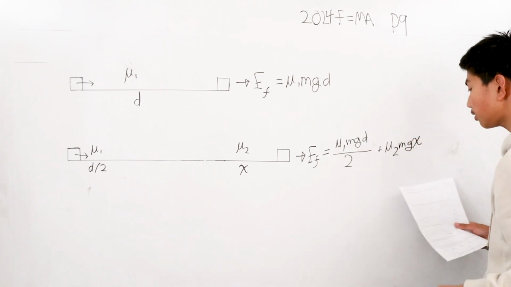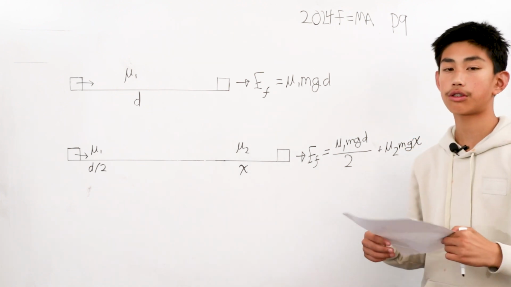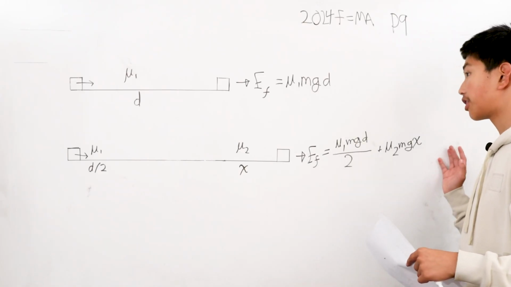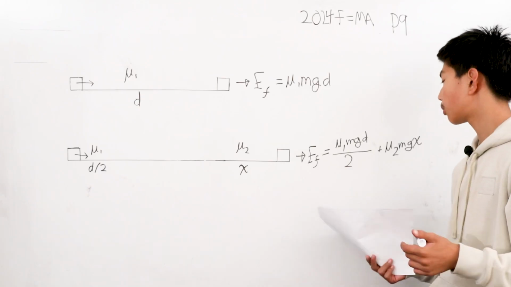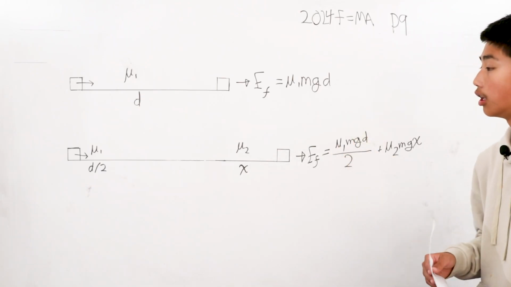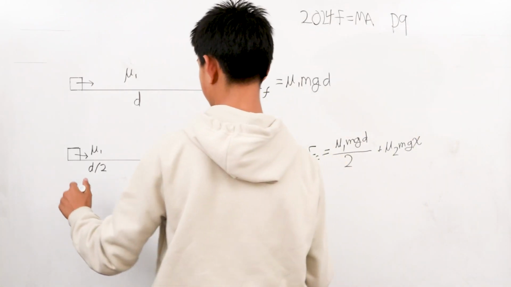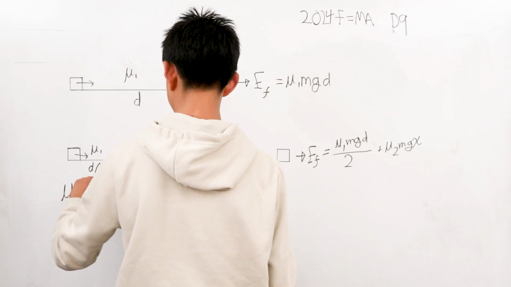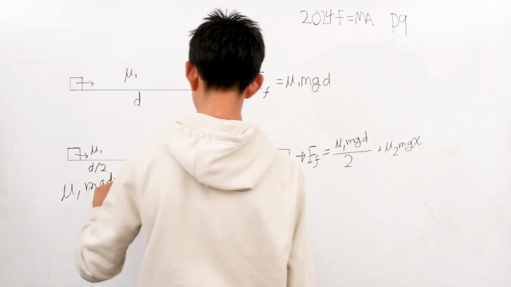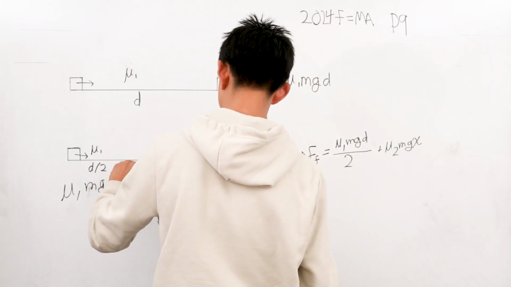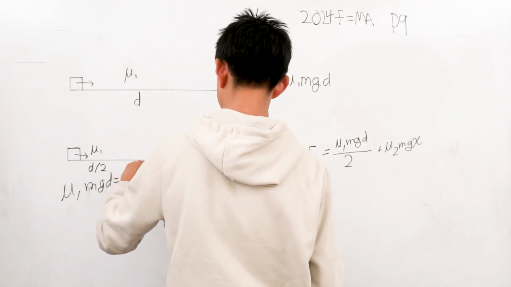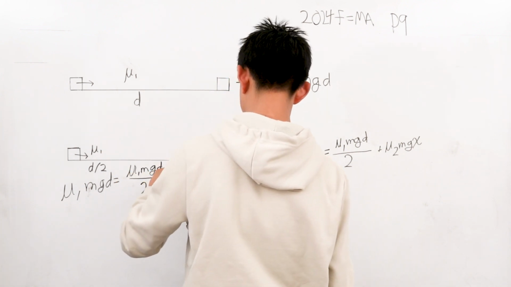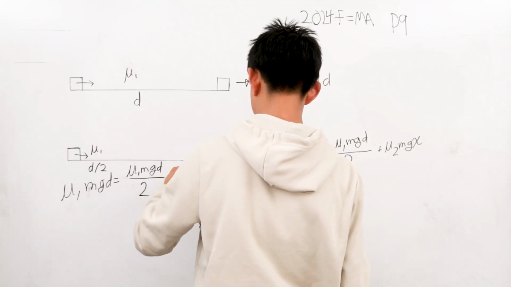Since we know that the car slows down to a stop when velocity is 0, the energy dissipated by friction when the car slows down to 0, we can set these equal to each other. So we know that mu of 1 mgd, the first road, is equal to mu of 1 mgd over 2 plus mu of 2 mgx.